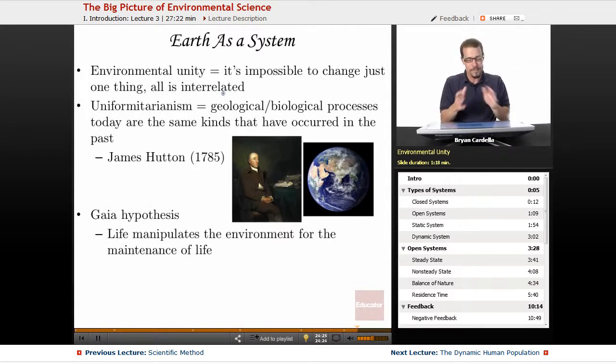So it's impossible to just go in and change one thing. And we're finding that the environment is all unified. It all is connected. And sometimes it's tough to see the consequences of our actions.